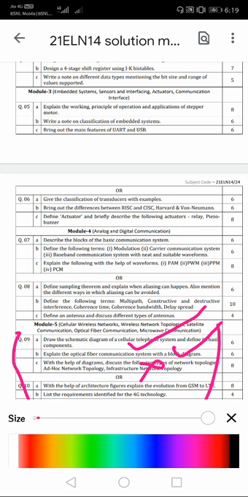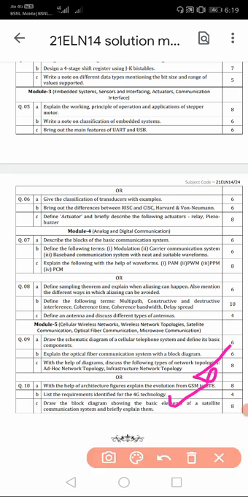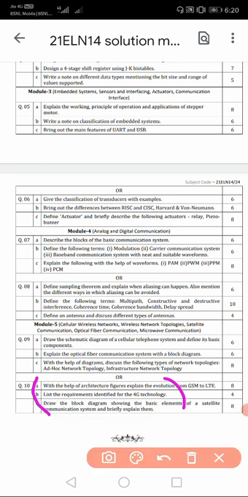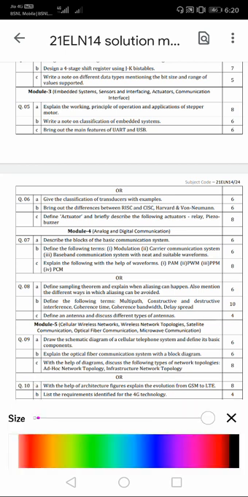10A and 10B. 10A is about GSM. With the help of architecture figures, explain the evolution from GSM. I don't give any guarantee for this. 10B, list the requirements identified for 4G technology. This may appear. For 10A and B, the same type of questions will not come, but based on this they will give the questions. Okay, so I told you students which are the very important questions which will appear for the main examination from model question paper set number 1.